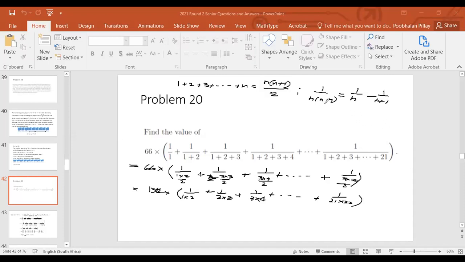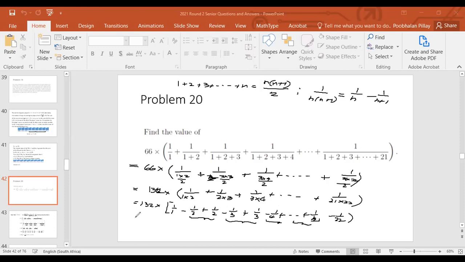So I'm going to write each one of these like this. 1 over n into n plus 1 is 1 over n minus 1 over n plus 1, where n is the smaller. If you look at this now, you get 132 times 1 over 1 minus 1 over 2, plus 1 over 2 minus 1 over 3, plus 1 over 3 minus 1 over 4, and you go on to plus 1 over 21 minus 1 over 22. And now, lo and behold, these terms disappear, what I call fratricide, brothers killing each other. And the 21 also disappears.